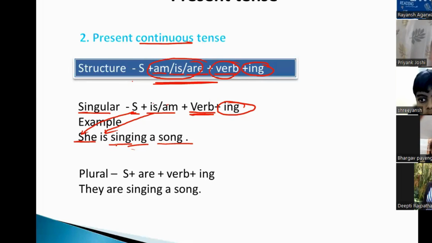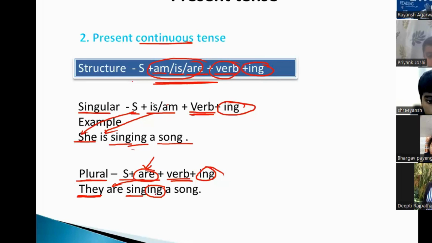And if your subject is plural, then the structure is subject plus are. Notice this one: if your subject is plural, you have to use the helping verb are, not is or am. That is for singular, this is for plural. Subject plus are plus verb and then ing form. For example, they are singing a song. Our subject here is plural, they, so we use the helping verb are, and the verb is sing. As it is a continuous tense, you use ing with the main verb, so singing. They are singing a song. Clear, everyone?